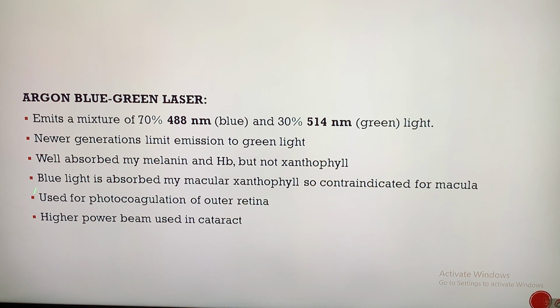Argon blue-green laser emits a mixture of 70% 488 nanometers and 514 nanometers 30%. Newer lasers emit green light. Green light is better than blue light because blue light is absorbed by the macula and which damages the macula. So green light is used, which is absorbed by melanin and hemoglobin but not xanthophyll. It is used for photocoagulation of outer retina, which protects the retinal nerve fiber layer. And higher power beam is used in cataract because cataract causes scatter of the argon laser.